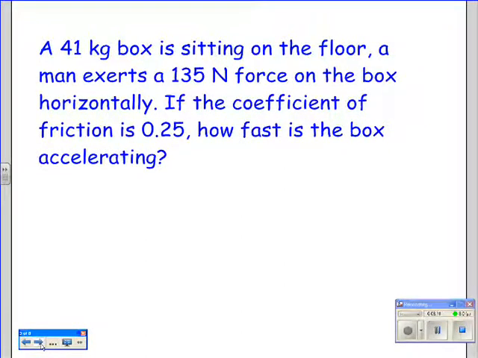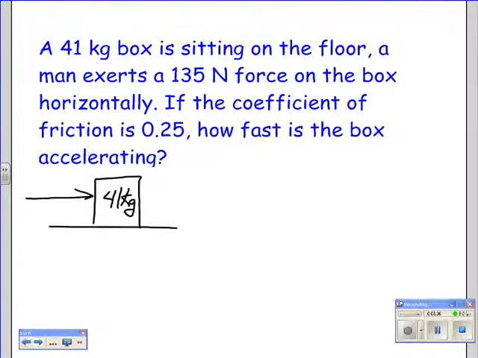Okay, I got a 41 kilogram box sitting on the floor. Box, 41 kilograms. Guy exerts a force on it of 135 newtons, horizontally. So we push on it here, 135 newtons.